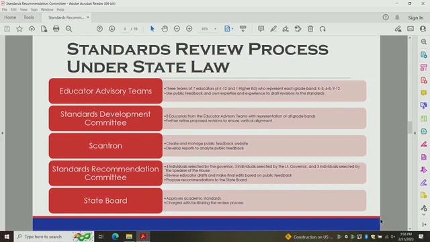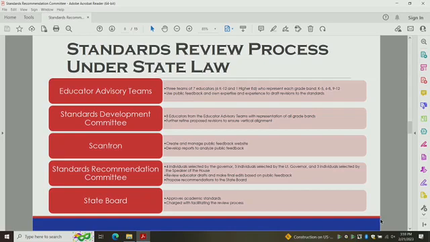We're currently using Scantron as our vendor to post those standards for public review. They're the ones that do that public survey and also provide to these educator teams and to the state board pretty detailed analyses of the public feedback. And after that process is when the Standards Recommendation Committee, as I mentioned, a group of legislatively and gubernatorially appointed members, comes together for the final review before these standards come before the state board for their approval.